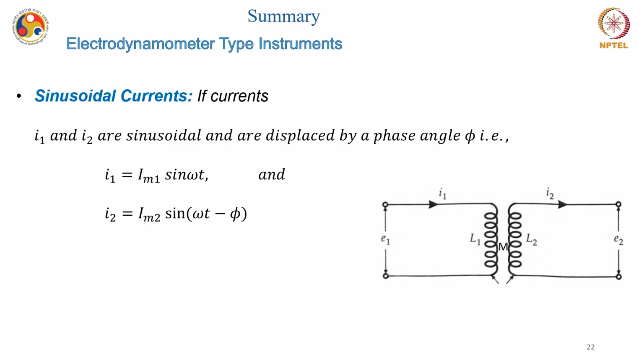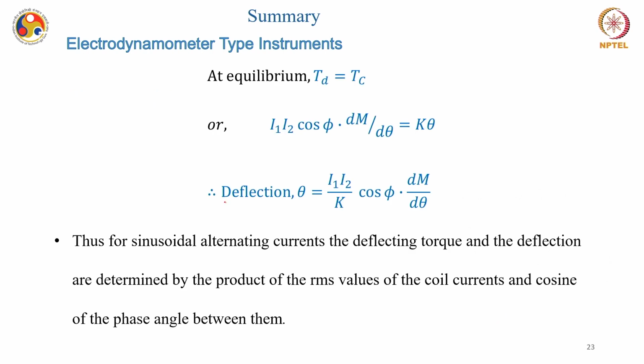Electrodynamometer type of instrument we have discussed in detail. We derived its torque equation using current flowing through two different coils, and we first introduced the mutual inductance concept in this kind of instrument. We found that the deflection was directly proportional to dM by d theta, and also proportional to the two different currents I1 and I2, one in the fixed coil and another in the moving coil. And this was the first time we got this cos phi term in the equation.